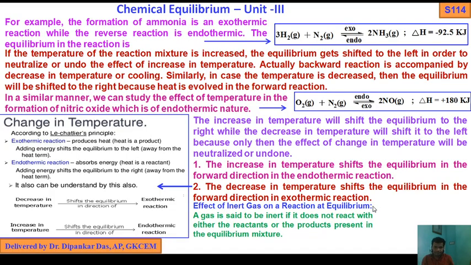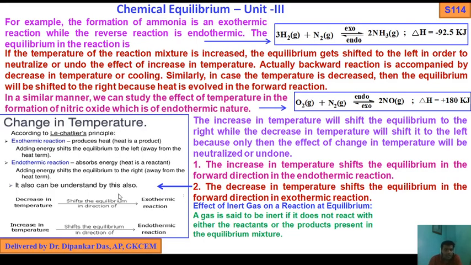So, look at a glance: change in temperature. Exothermic reaction produces heat; heat is a product. So adding energy shifts the equilibrium to the left, away from the heat term. Endothermic reactions absorb energy; heat is a reactant. So adding energy shifts the equilibrium to the right, away from the heat term.